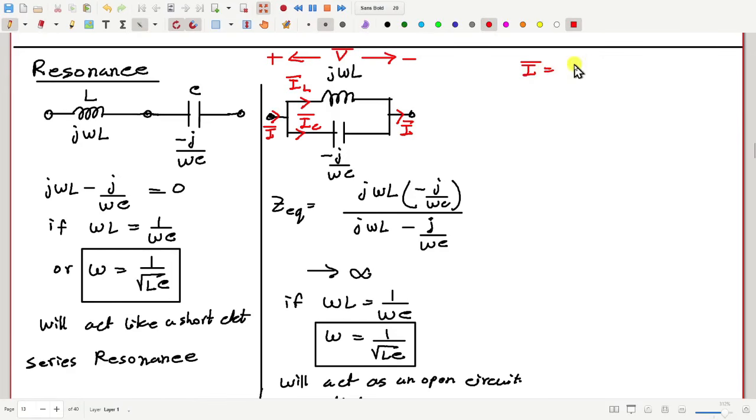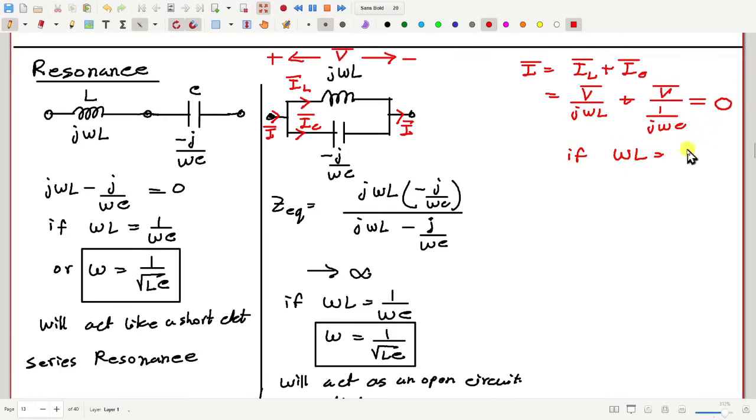It will be the sum of IL plus IC, the two currents. Now IL is V by j omega L and IC is V by 1 by j omega C. This will become equal to 0 if omega L and 1 by omega C are equal.